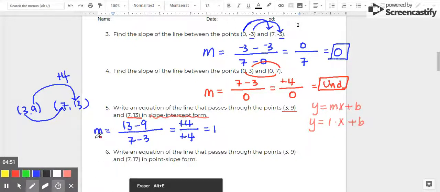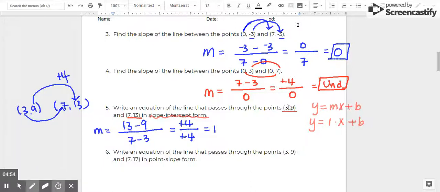So now what I'm going to do is I'm going to just pick one of the points because I have 2 points. And I'm going to plug in. So 9 equals 3, and b. 1 times 3 is 3, so I have to undo minus 3 to find b. So b is equal to 6.